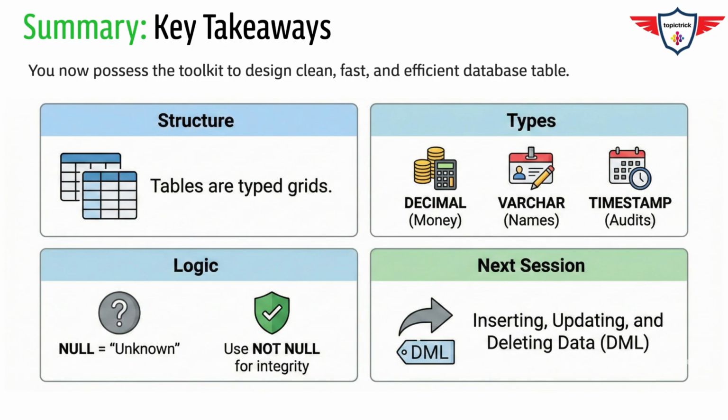Before we wrap up, let's summarize the key takeaways from today's session. First, we learned that a table is a structured grid of typed data. Second, we explored the critical data types: integer and BIGINT for counts, decimal for money, and float for scientific data. We learned the difference between the fixed-width character and the flexible variable character. Third, we mastered the create table syntax, including how to use identity columns to auto-generate keys. And finally, we demystified null. We learned that it stands for unknown and that using not null constraints is vital for data integrity.